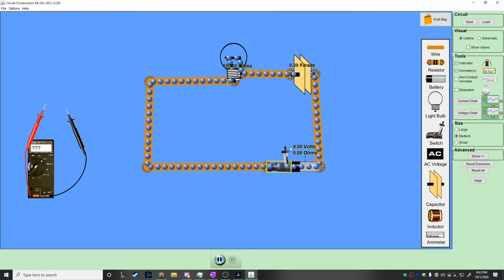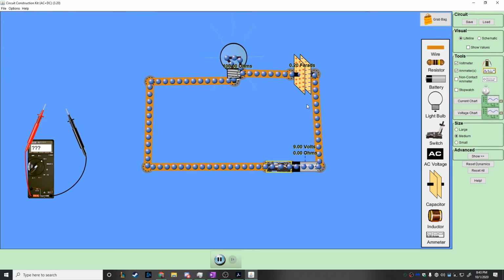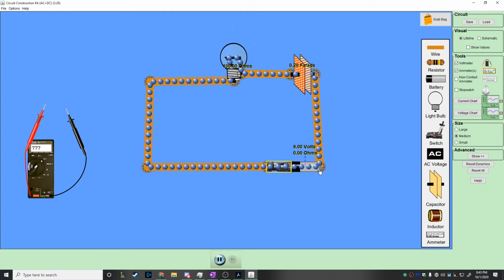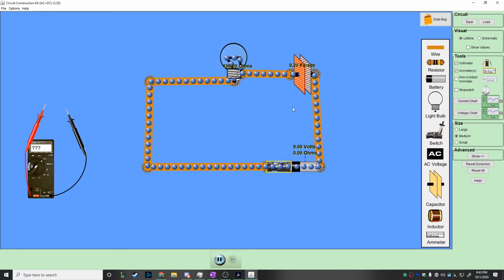So if I close this right here, and we watch what happens, the capacitor is going to fill up with charge. And once it finally fills up, it's going to have a polarity that's opposite the battery. The negative side of the battery is on the right, the positive side of the battery is on the left. And once it completely fills up, the current is no longer going to flow.